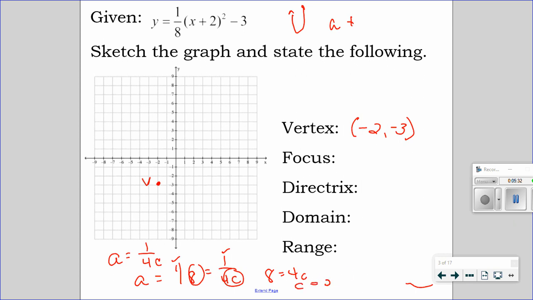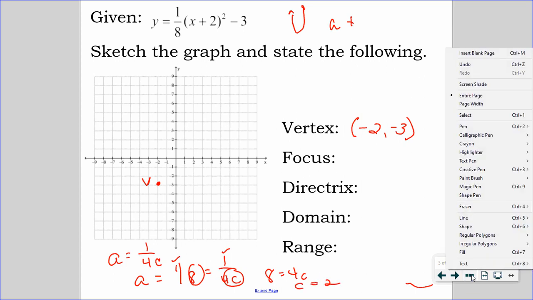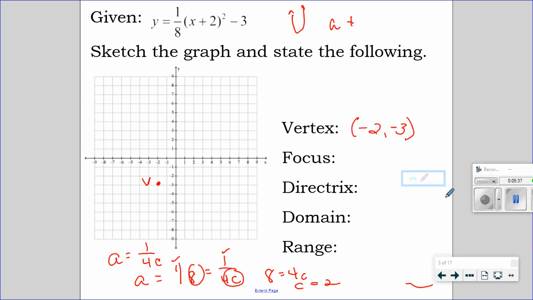So c is 2. So what that means for the focus and the directrix is that it's going to be 2 units away from the vertex. And we know that it opens up and down. So the focus is going to be right here, and I'll label that with an F. So the focus is -2, -1, 2 units away. And the directrix is going to be y equals -5, again, 2 units away.